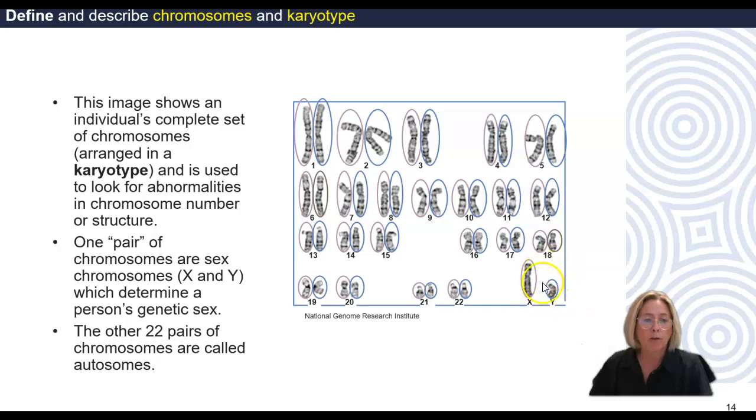As I mentioned, one pair of chromosomes are the sex chromosomes, and the sex chromosomes are the chromosomes X and Y. Here you can see a karyotype for a male, because there is one X chromosome and one Y chromosome. If there were 2 X's, it would be female. So these sex chromosomes determine a person's genetic sex, right? And the other 22 pairs of chromosomes are called autosomal chromosomes. So each one of these chromosomes are autosomes.